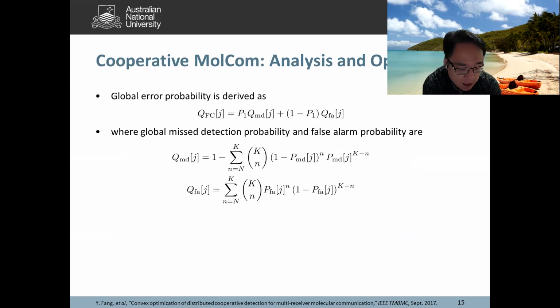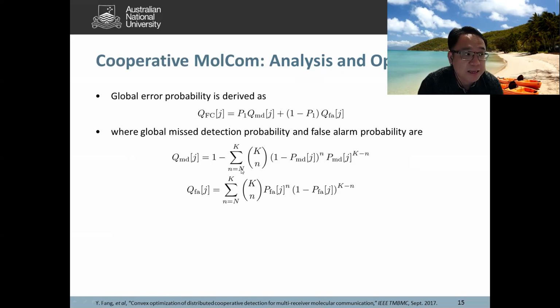So the key performance metric that we consider in this work is the global error probability. And here we give the general expression of the global error probability. It is given by P1 times QMD, where QMD is the misdetection probability, plus 1 minus P1 times QFA. QFA is the false alarm probability.